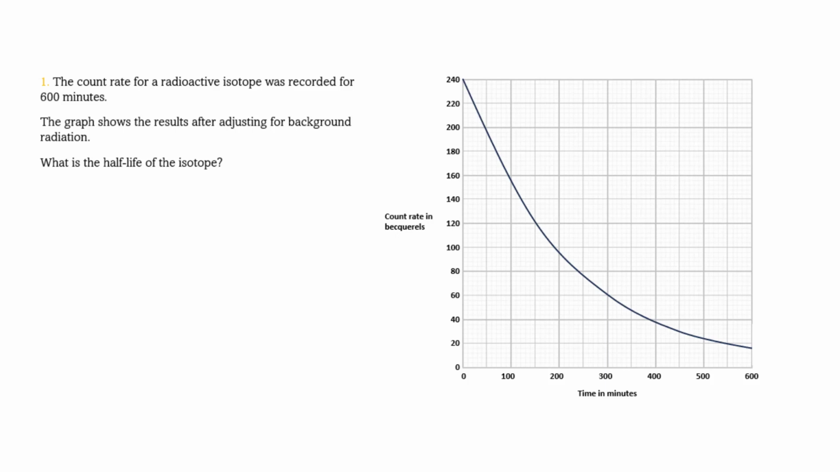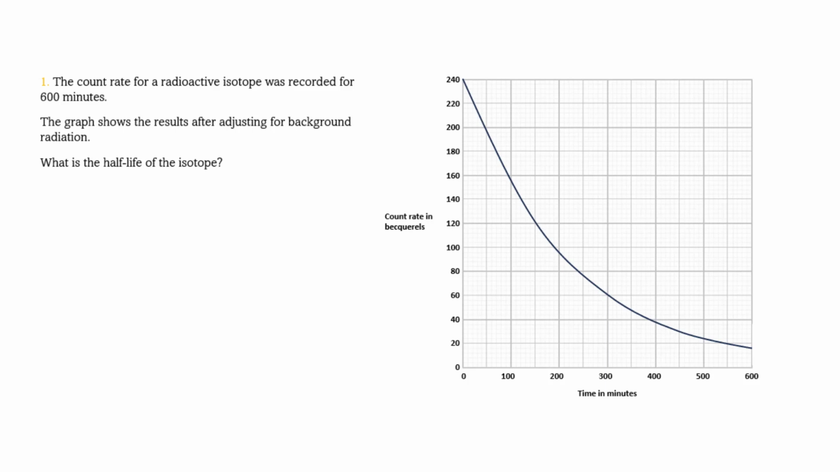Let's look at two questions based on graphs. Question 1. The count rate for a radioactive isotope was recorded for 600 minutes. The graph shows the results after adjusting for background radiation. What's the half-life of the isotope?